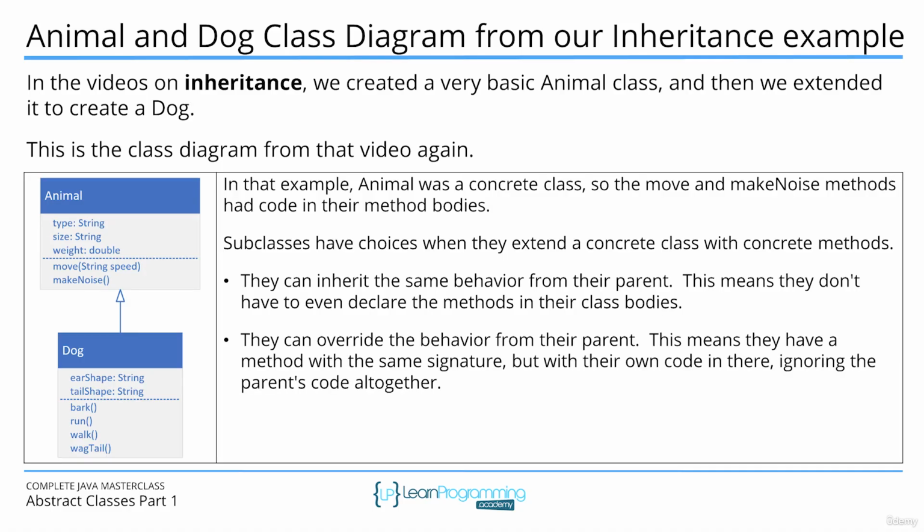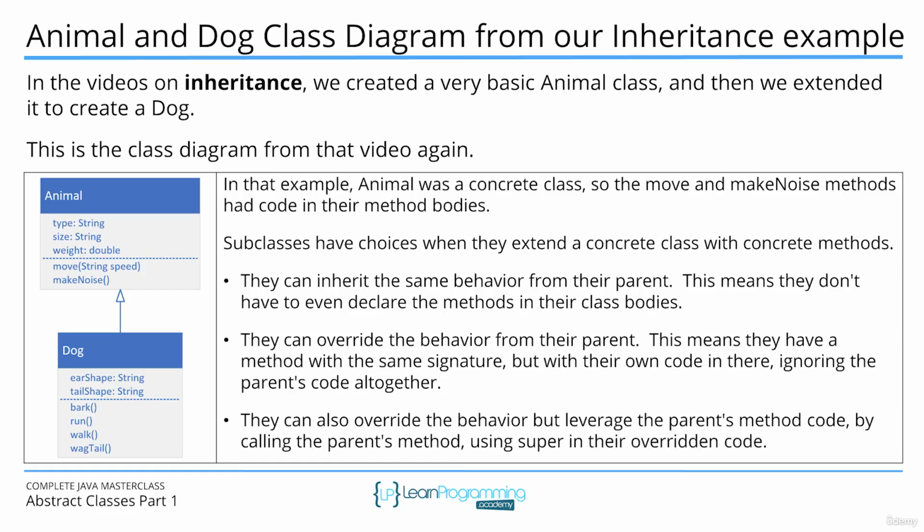They can override the behavior from their parent. This means they have a method with the same signature, but with their own code in there, ignoring the parent's code altogether. They can also override the behavior, but leverage the parent's method code by calling the parent's method using super in their overridden code.